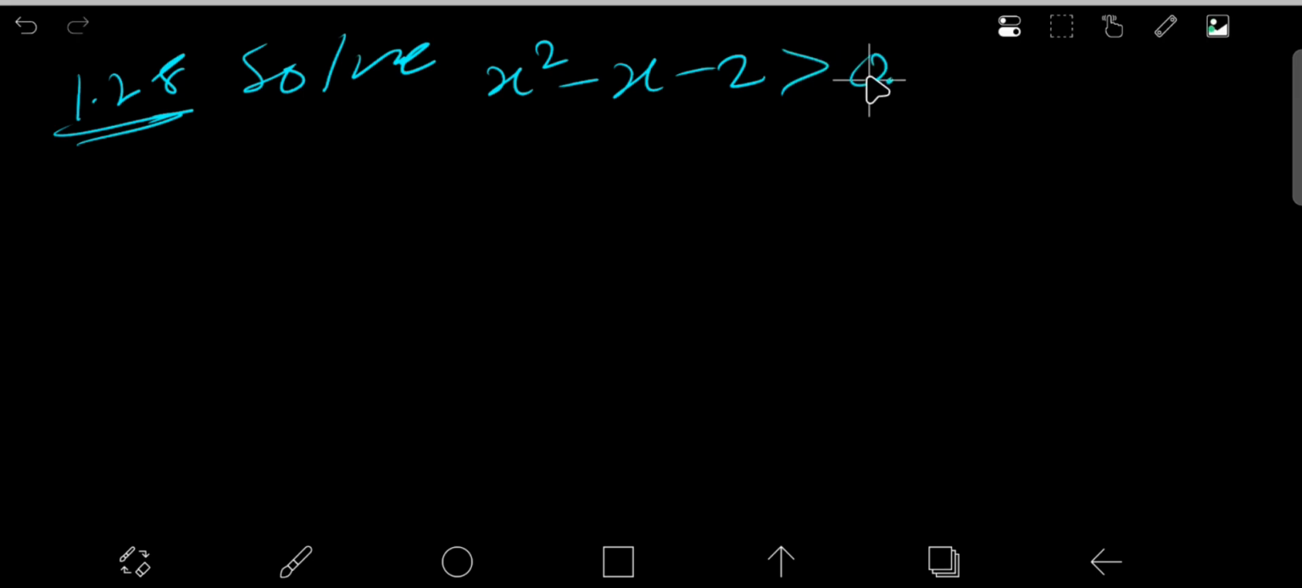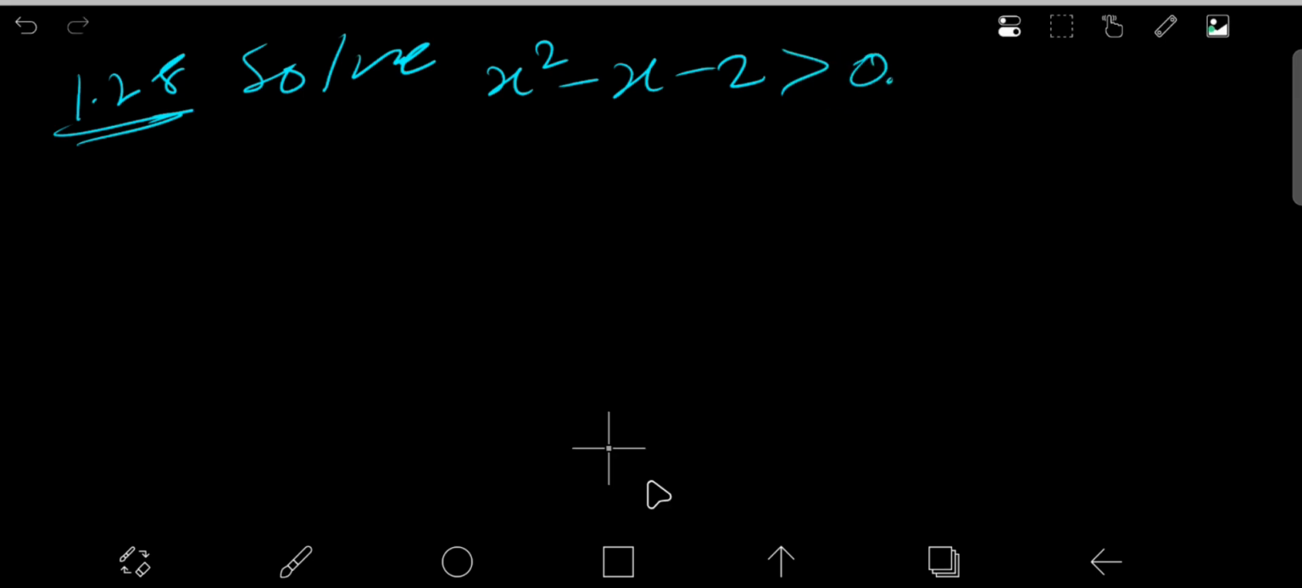Take the first question, example number 1.28. Solve x square minus x minus 2 is greater than 0.